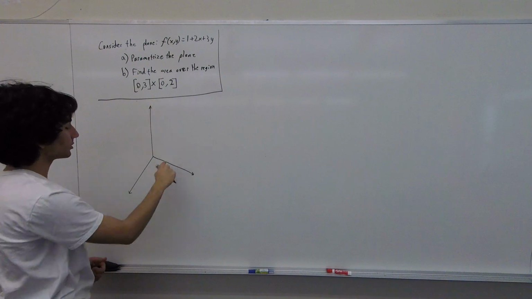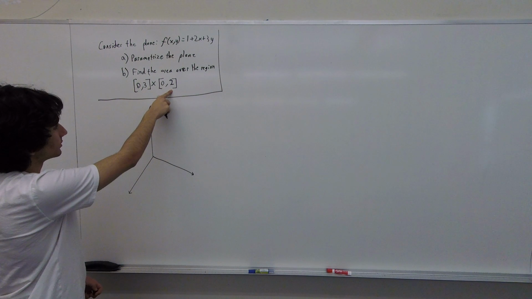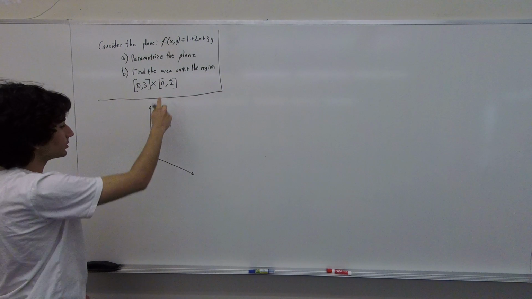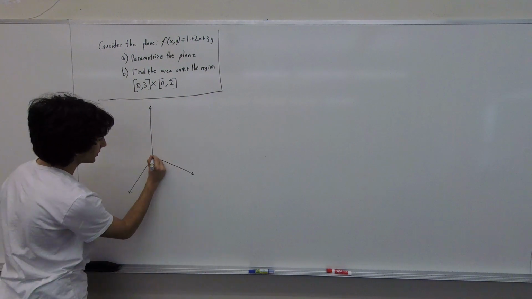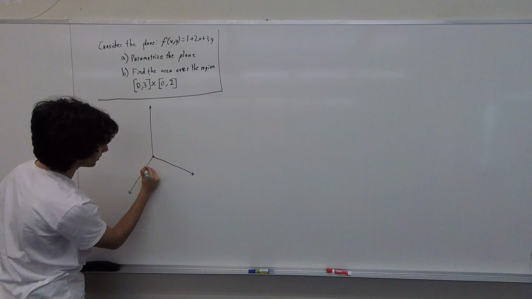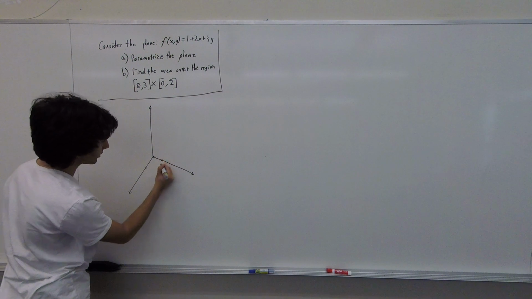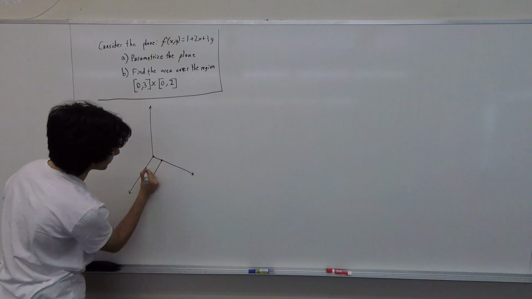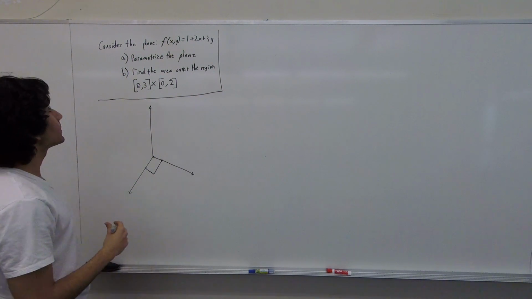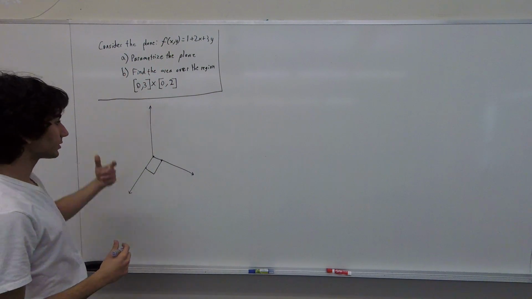So let's first draw out the region on the xy plane. This just means that x goes from 0 to 3 and y goes from 0 to 2. So at 0, 0, x will go from 0, let's say right here, and y will go to around here. And then we have to draw out the parallel lines, and here's our region. Right? And now we want to draw the plane itself.